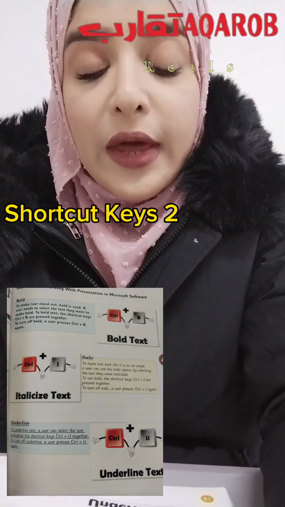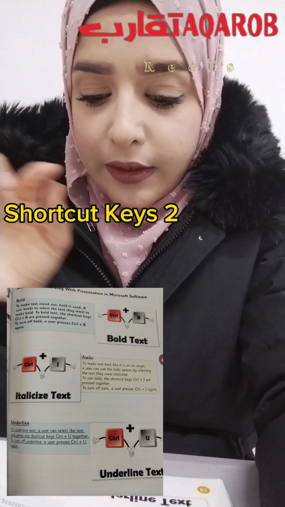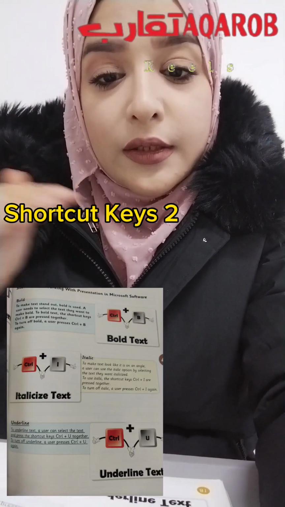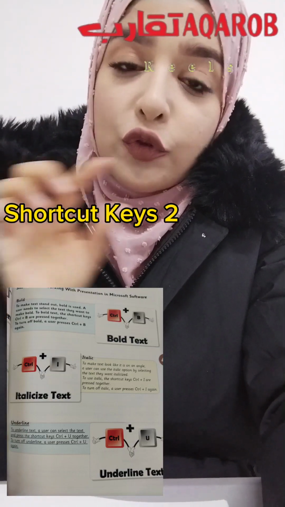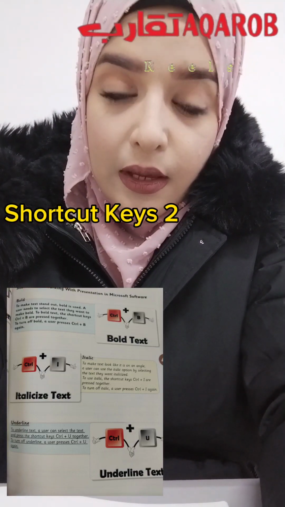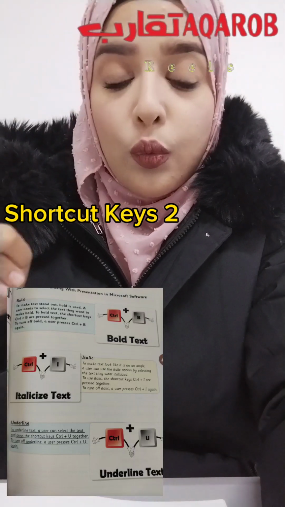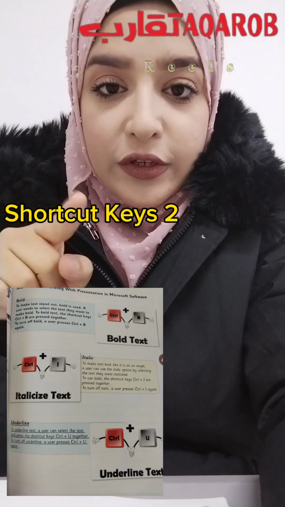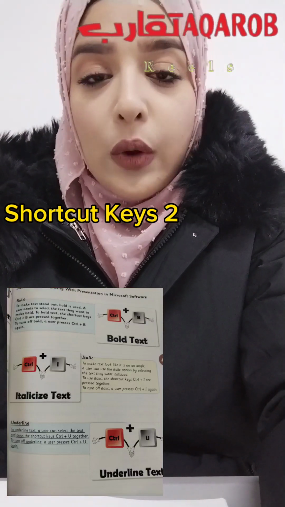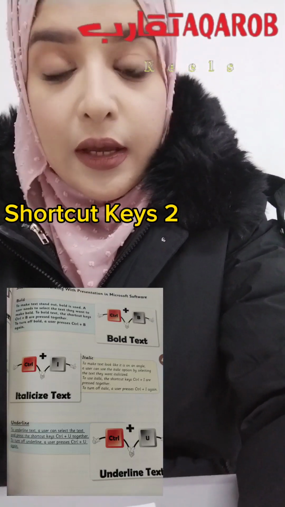Now, what about the underline? I want to make my text underlined. There is a line under the word. How can I do that? I have to select the text, and after that I will press Control with U. U for underline, it is the first letter of underline. So I press Control with U and you will see your text underlined.